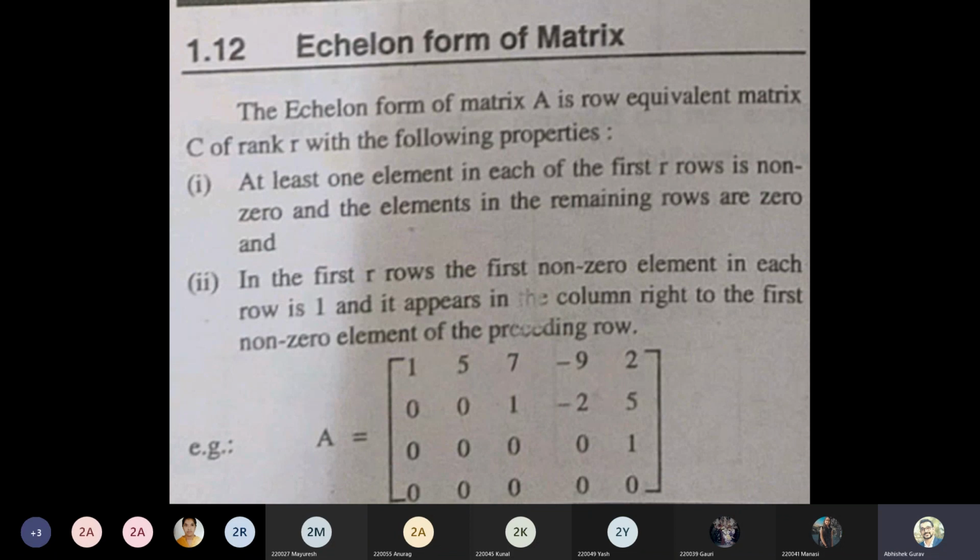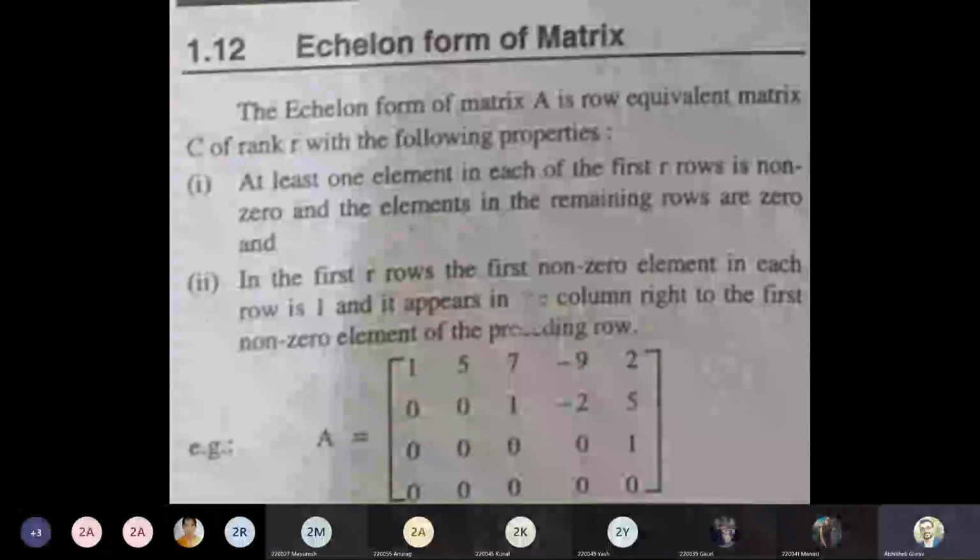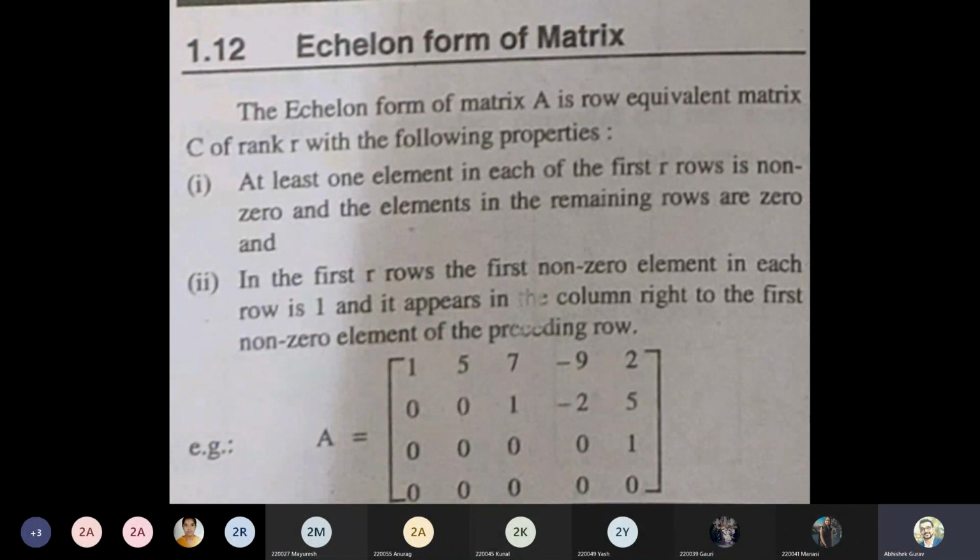Our task is to make all values below the diagonal 0. That is my task only. So what are we going to do? We are going to check the order of the matrix here. What is the order of the matrix?